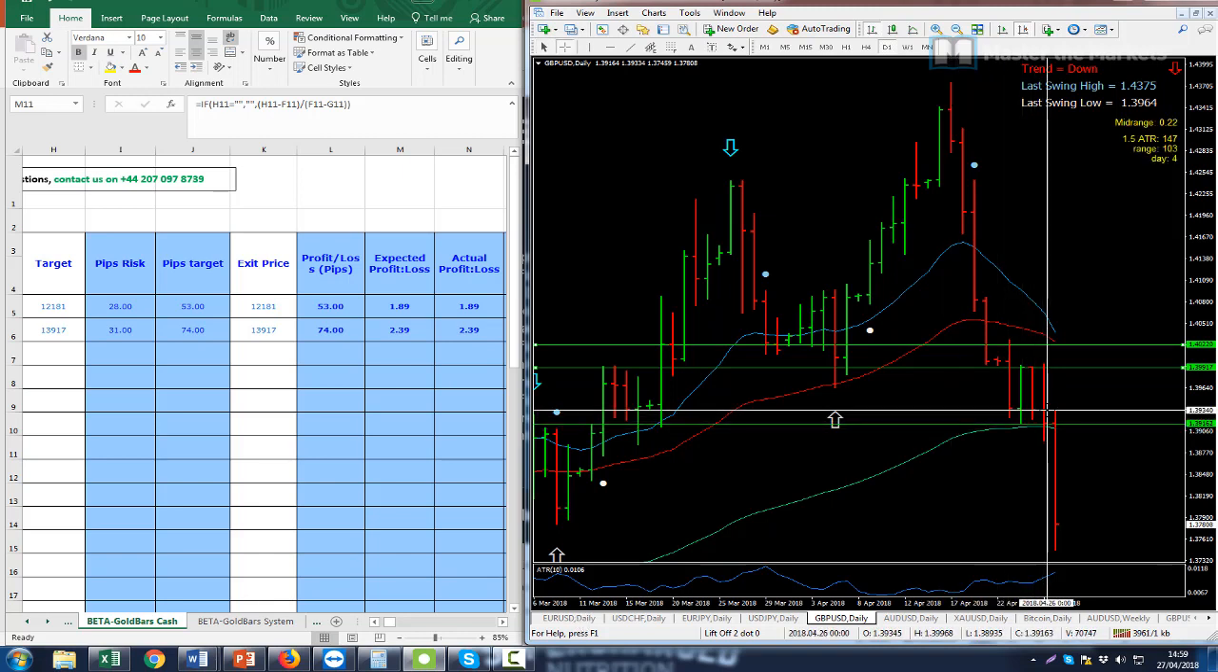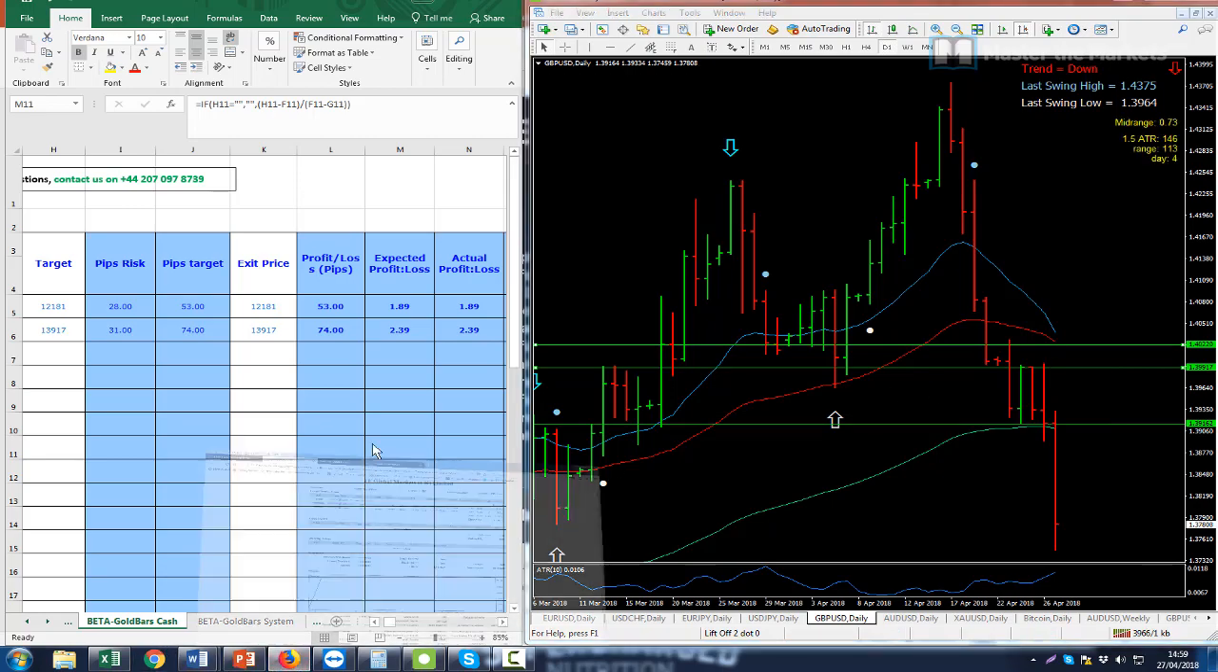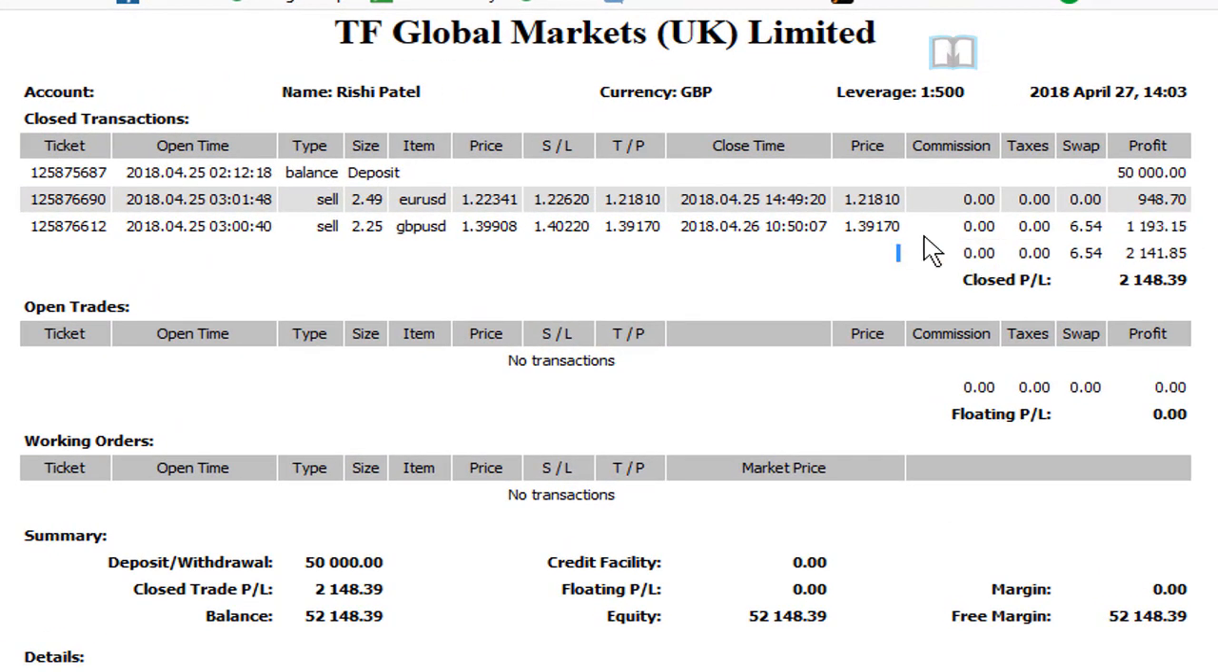And some people may say, but look, it looks as though the bar has gone up first and then traveled down and taken us out on the stop. Well, our account statement says something different. You can see here we realized profit for £1,193. We were already out of the market for a profit, bringing the gold bars account up to £2,148.39.